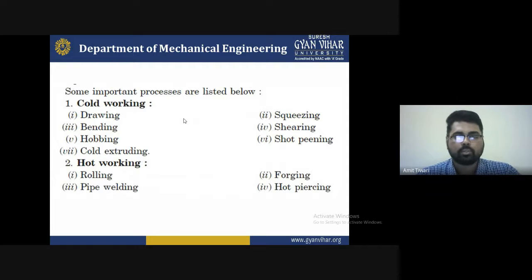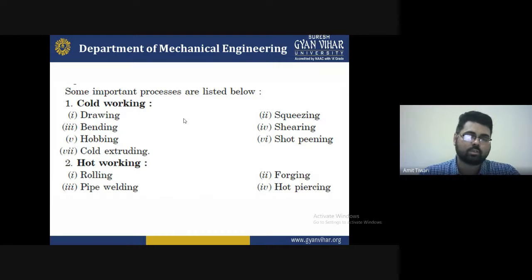Some important processes are listed below, in which different operations are performed to give the shape and dimension as per our requirement during the manufacturing of any product.